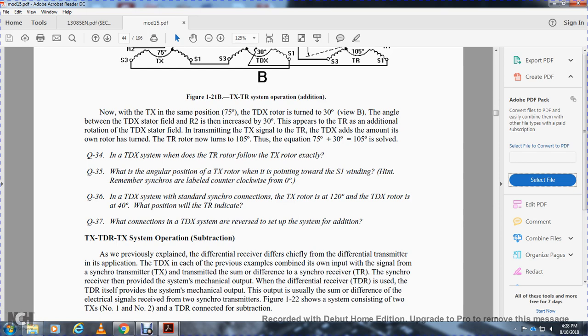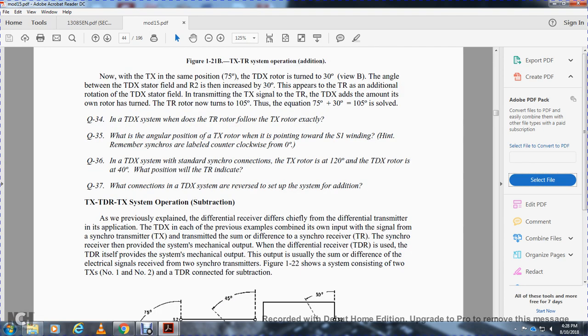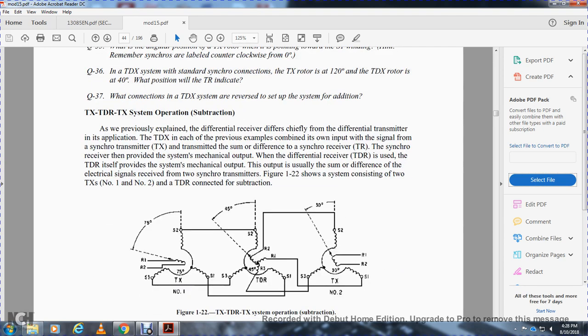Figure 122 shows a system consisting of two torque transmitters, number 1 and number 2, and a torque differential receiver connected for subtraction: torque transmitter, torque differential receiver, torque transmitter. Number 1 torque transmitter has rotor 1 and rotor 2 at 75 degrees, and stator 2 goes to stator 2 of the torque differential receiver, at 45 degrees.